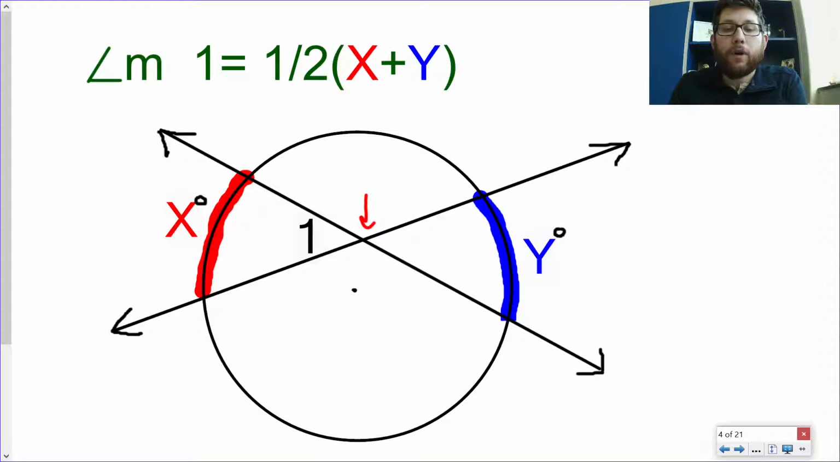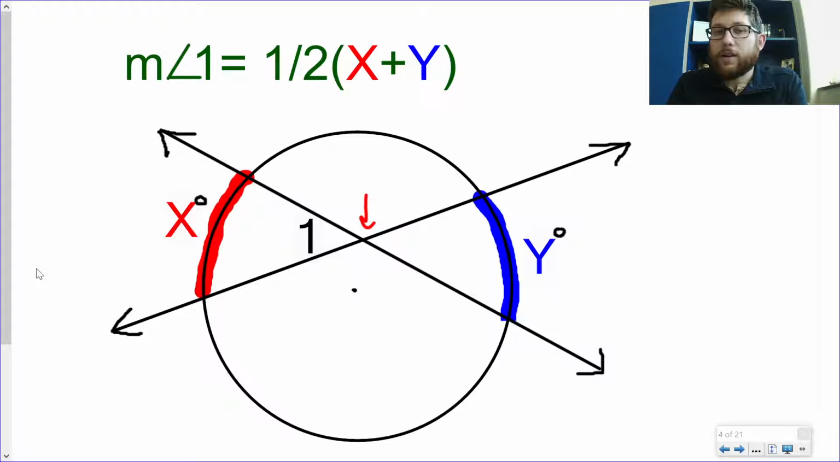Notice what the formula says. The formula says that if I add up, basically if I average my arcs, that solves for my missing angle there. So angle 1 is equal, this is the angle measure, M for measure of 1. And actually, hang on, measure should be first, sorry about that. Measure of angle 1, so how many degrees is it? Well, it's equal to 1/2 times (x plus y), the measure of x plus the measure of y.